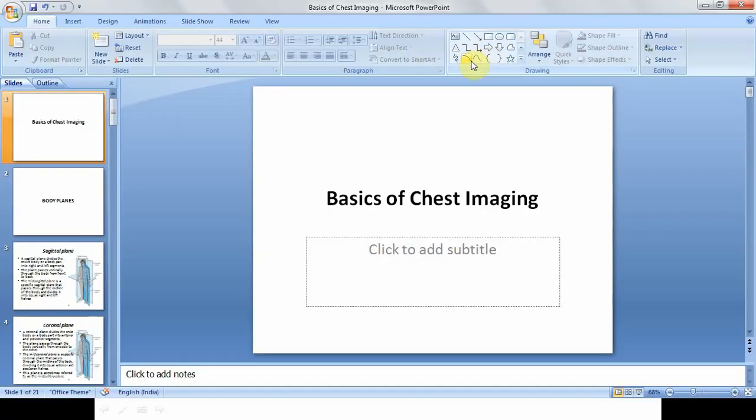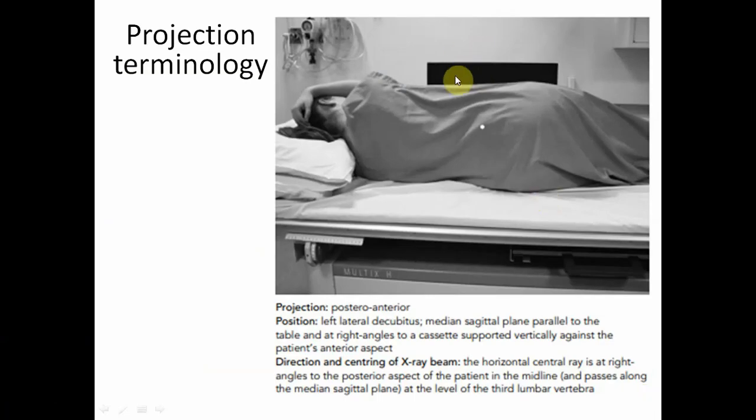See, now here the cassette is kept anterior to the patient. The X-rays pass from posterior to anterior. When we get the radiograph, we get a PA view, but the patient is lying on one side, so it is called left lateral decubitus. Here in the slides the direction, centering and ray are written, but that is not for right now. I will explain it in some other classes.